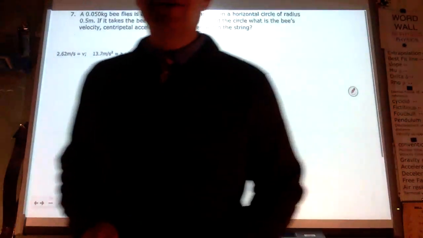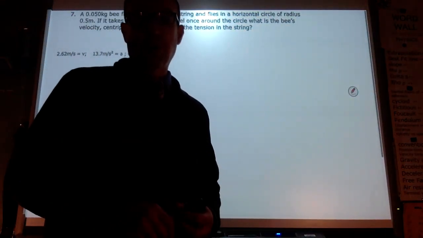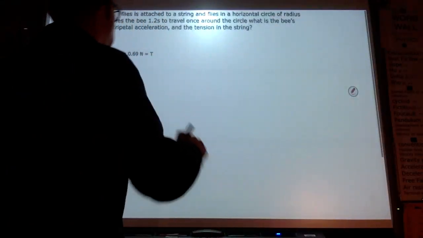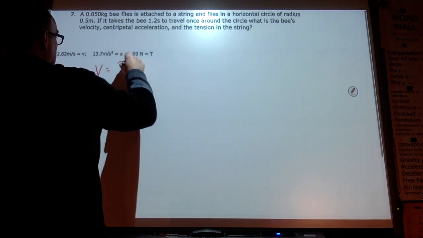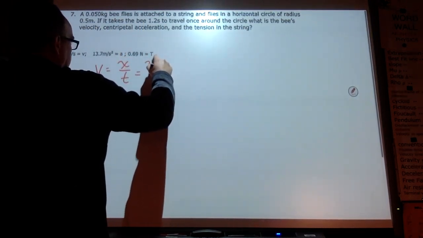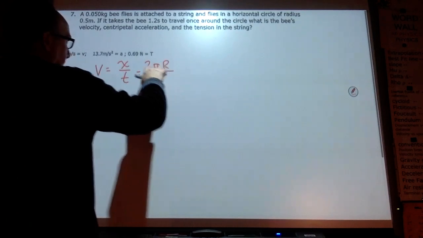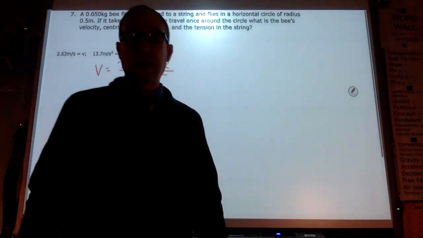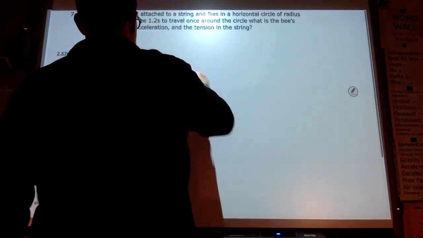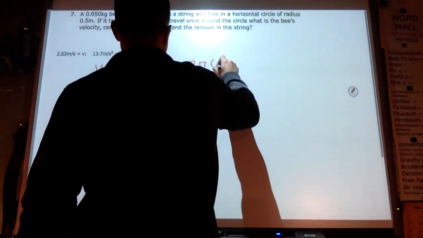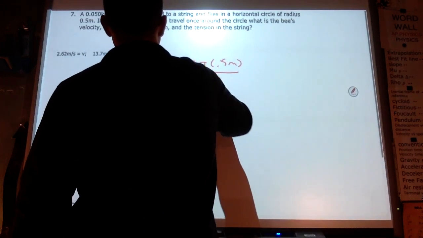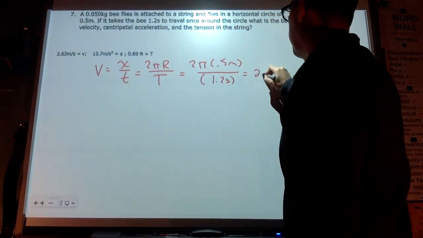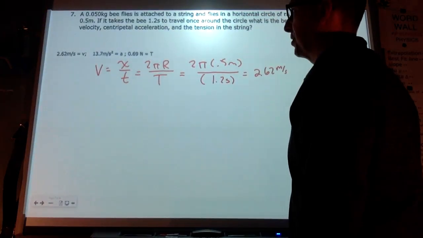All right, so in uniform circular motion, where you have a set radius and a set speed, our speed is a special speed because it is the circumference, which is 2 pi r, divided by the period, which is the time for one cycle. So my 2 pi r is 2 pi times 0.5, just like we did in the lab, divided by 1.5 seconds. And this is giving me a speed of 2.62.